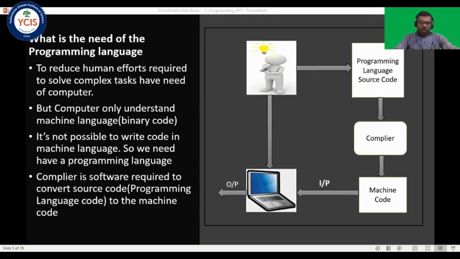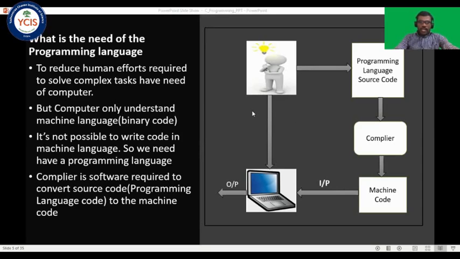And you cannot pass these instructions to the computer in your language because the computer cannot understand these languages. Also, the computer can only understand machine languages. But it is very hard to write code in machine language, so we need a programming language.